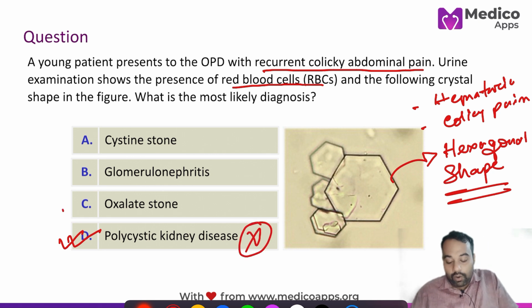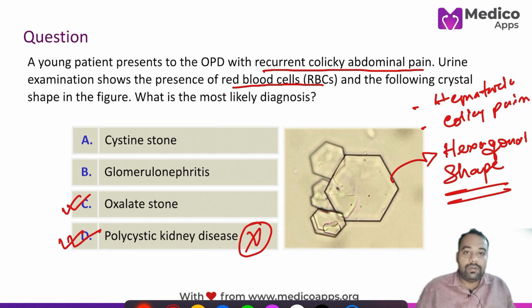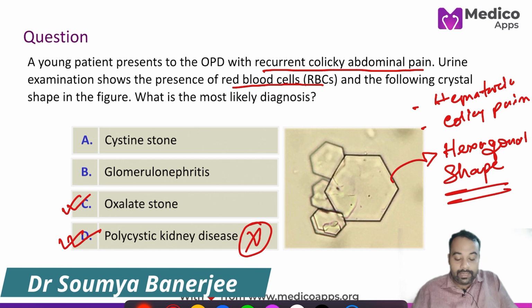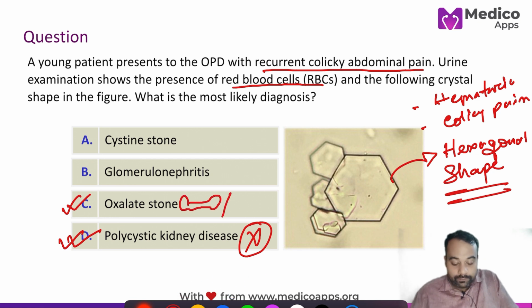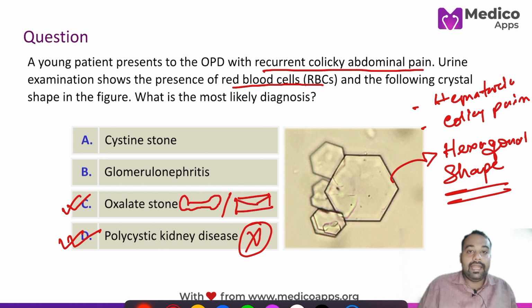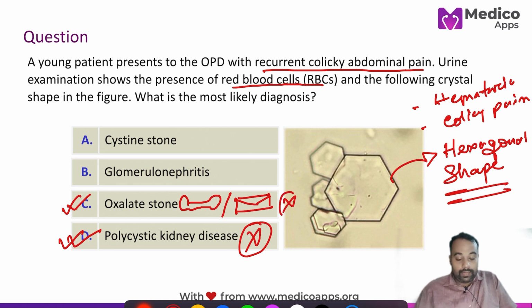Then we have the oxalate stone. Your oxalate stone is typically seen, if it is monohydrate, as dumbbell shaped, right? But if it's a dihydrate, it can be seen as an envelope shape, right? Envelope shape. So it is not even going to be your answer.